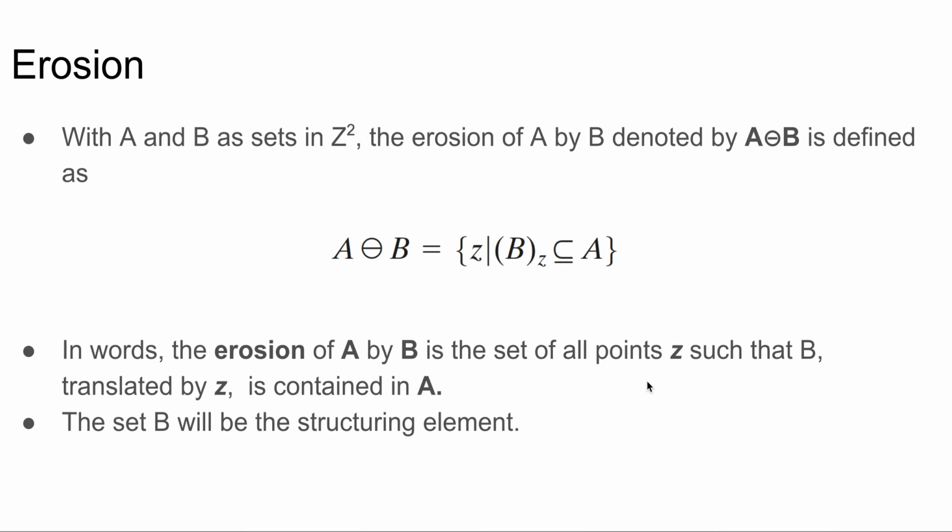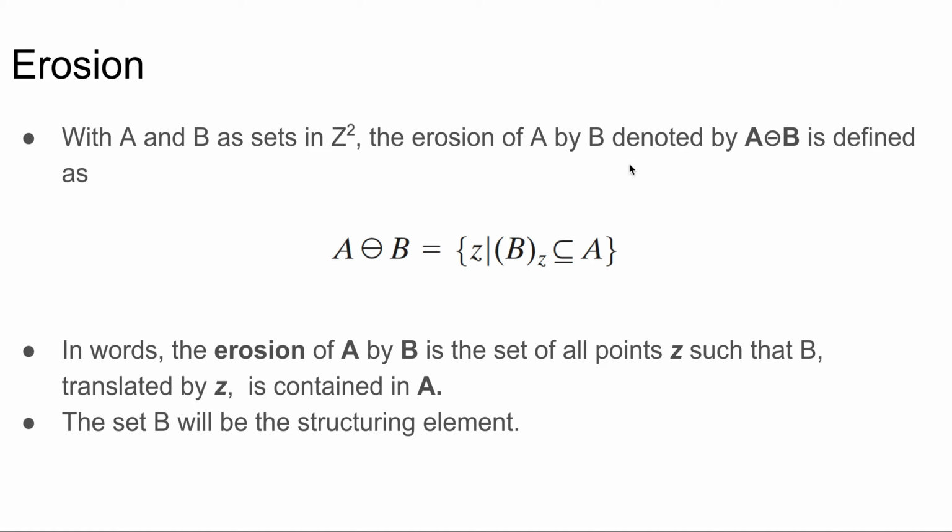Now we will look at the erosion operation in detail. The definition of erosion operation is as follows. Imagine that you have two different sets A and B, and the elements of the sets A and B are coordinate points in a 2D plane. So that is the meaning of the notation Z square. If you are writing Z cube, then you are referring to a point in the 3D space.